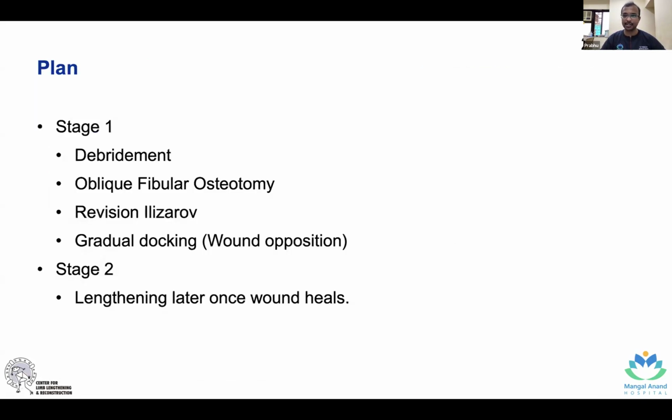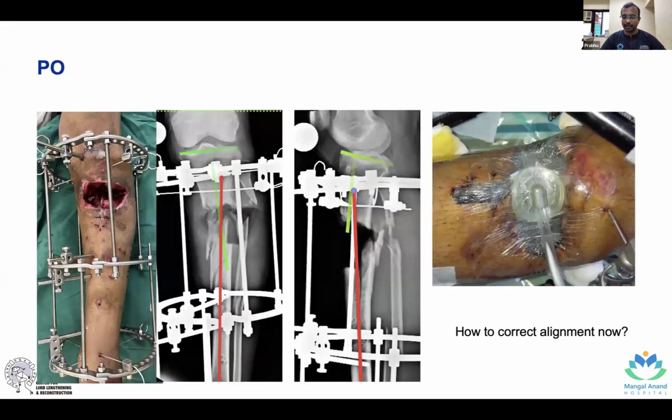So the plan was, in stage 1, debridement, followed by oblique fibular osteotomy and revision Ilizarov, and gradual docking. In stage 2, lengthening was done. In the procedure, this was the construct we have done. There was a 3-ring construct. Primary debridement was done at the open injury. The exposed bone was trimmed off. And these are the X-rays post-surgery.